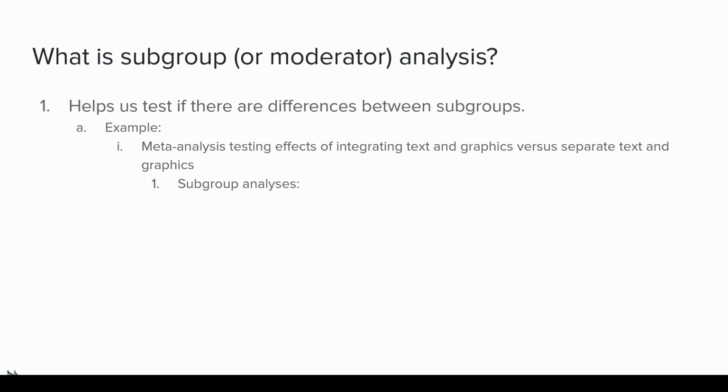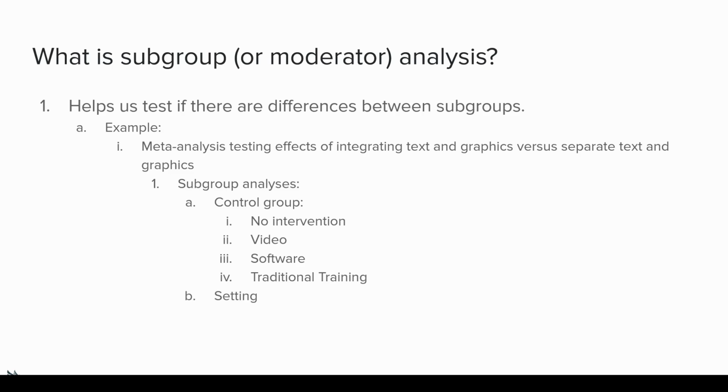So I'm going to show you two different subgroup analyses that we can do here. The first one is looking at the effects of the control group. So we might want to know if the effects of this overall integration of text and graphics differs depending upon what this is being compared to. So for example, we have no intervention, we have video, we have software, and we have traditional training.